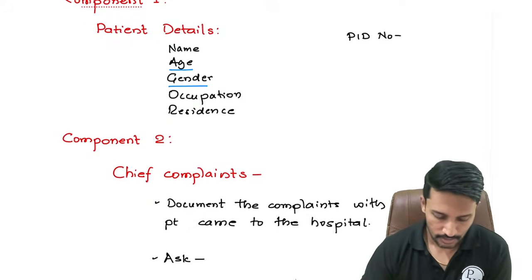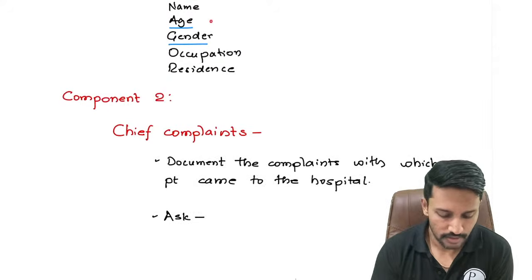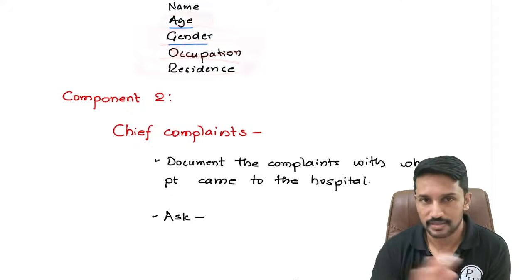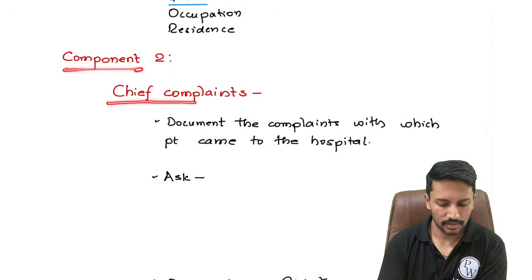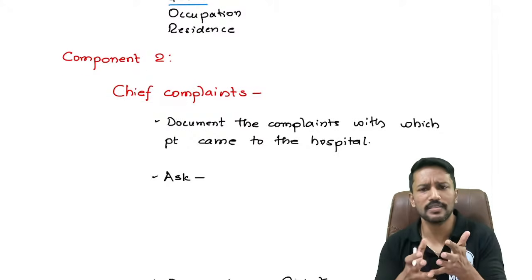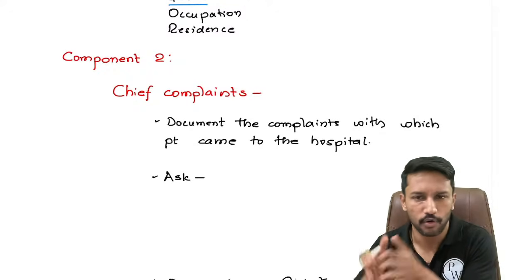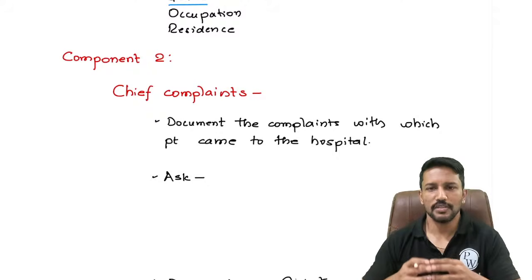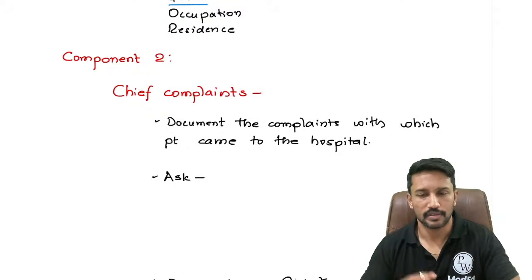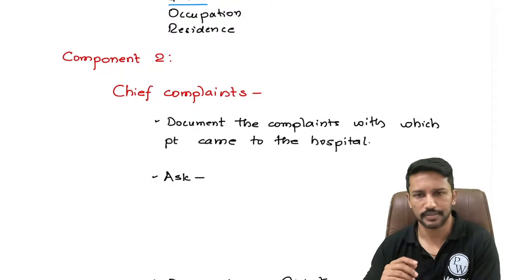Clear? So once I've documented the patient details, as we learn here, a lot of things are important: age, gender, occupation, residence. These are all important parameters. After documenting that, we will mention the chief complaints. Now, what are the chief complaints? Chief complaints are the main complaints that the patient is suffering from, or the main symptoms that the patient is suffering from. Now, the question is, the patient will have n number of complaints. So what will be counted as chief and what will not be counted as the main complaints?